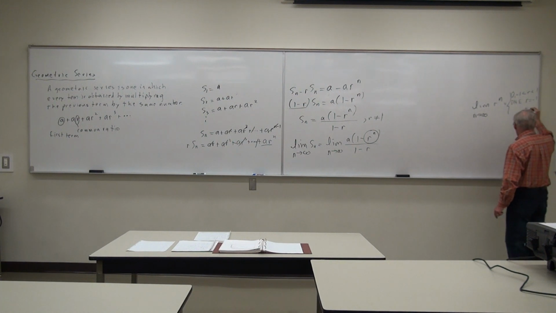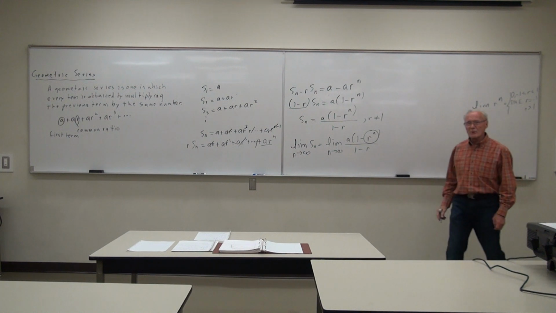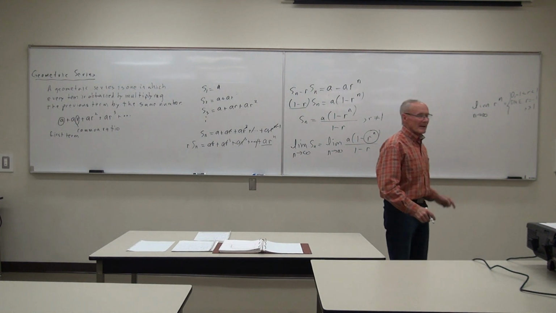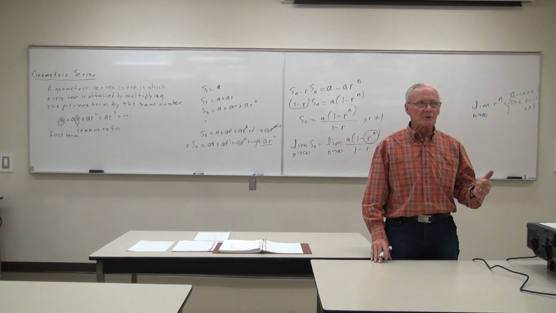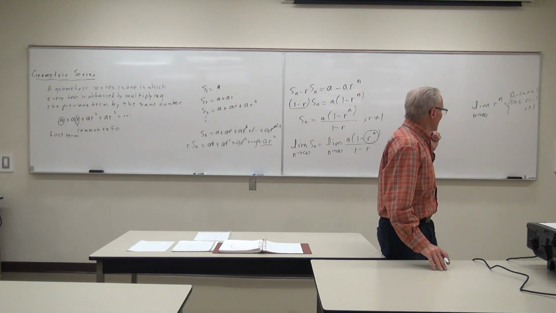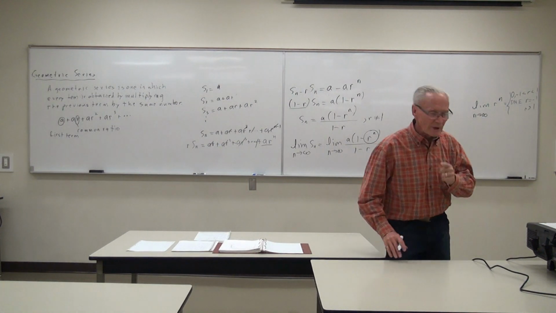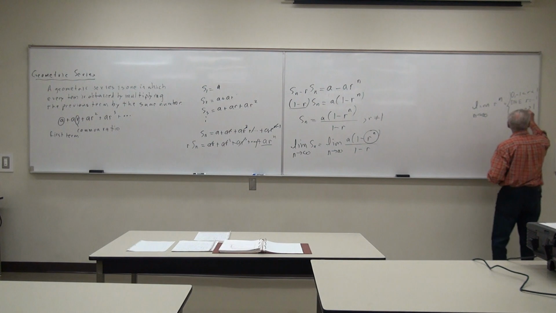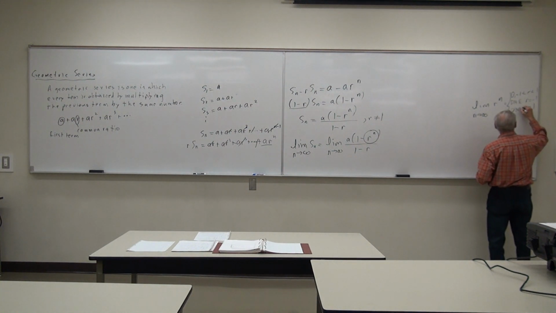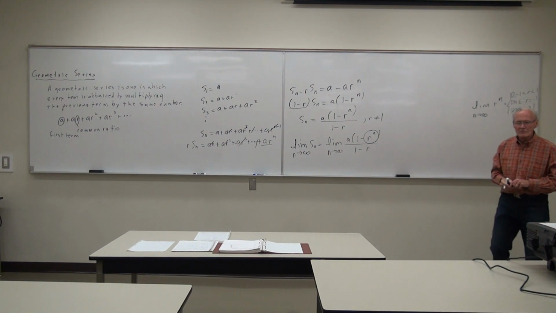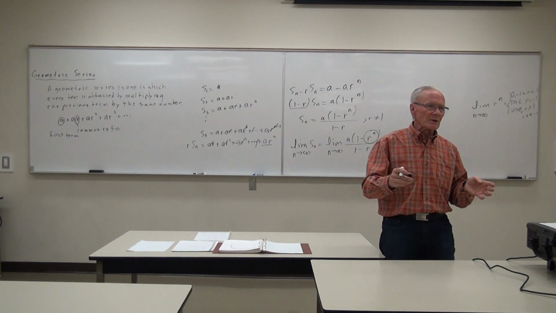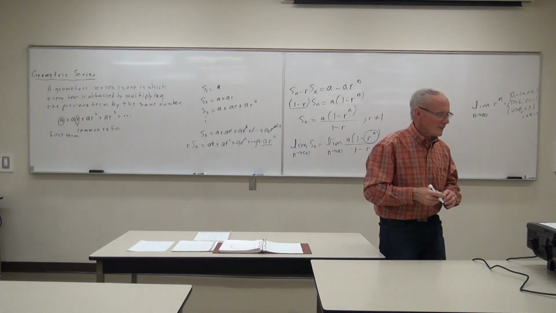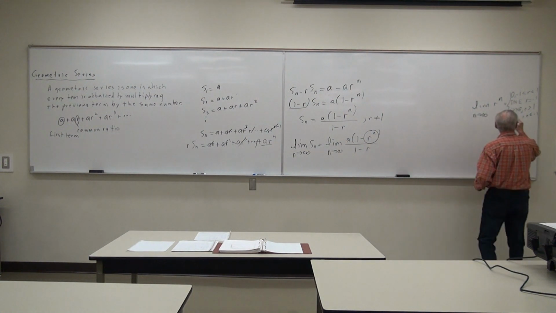What if R is larger than 1? Put in 2. 2 to the n. n gets big. 2 squared, 2 cubed, 2 to the 4th, no limit. What about minus 2? What if R is less than minus 1? Put in minus 2 to the n. Let it get big. Minus 2 squared. Minus 2 cubed. Minus 2 to the 4th? No limit. Does not exist.